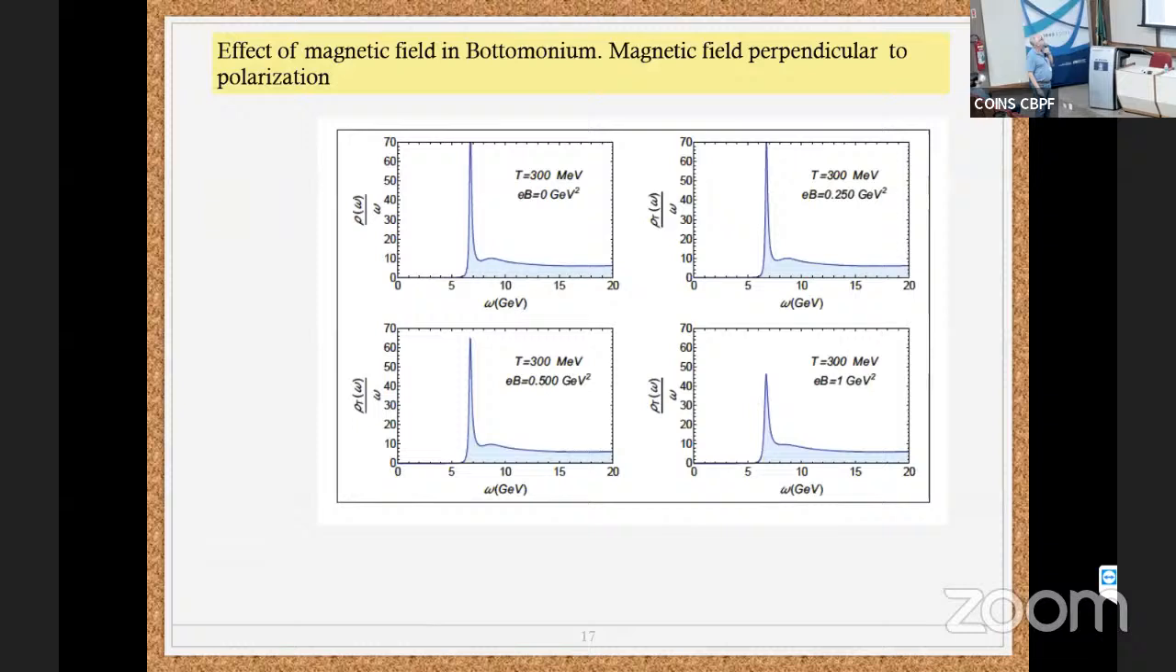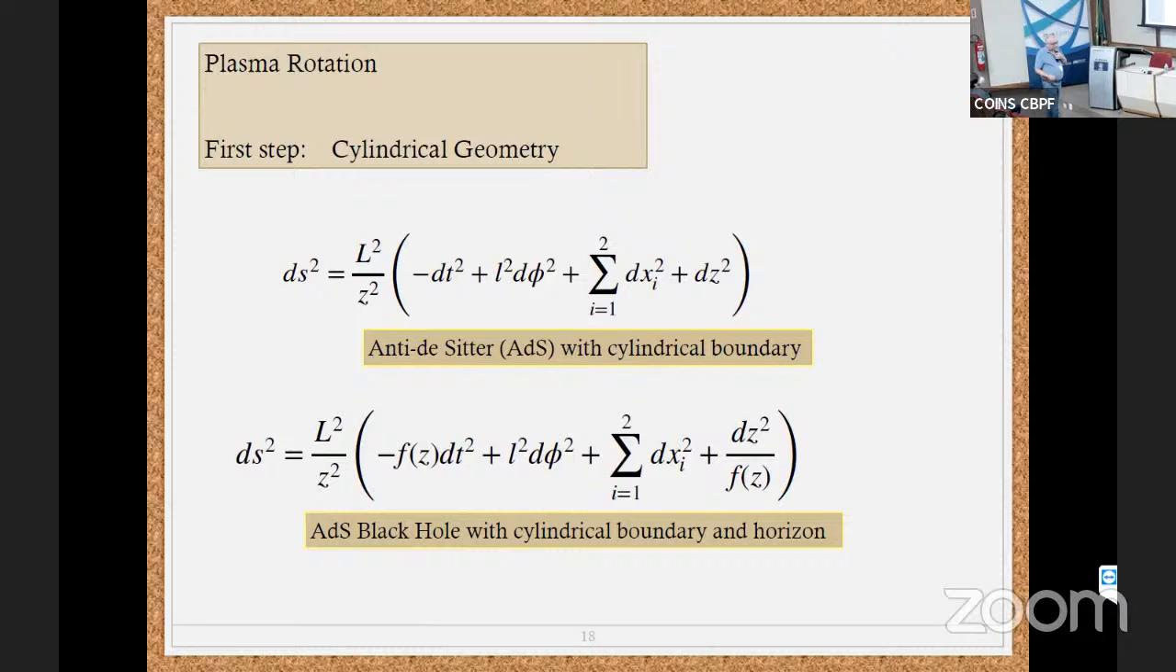Okay, some more results of magnetic field. And a recent study that was published this year, we look at the effect of plasma rotation. To look at plasma rotation, we had to make a simplification. That is a simplification very similar to one that is used when one studies magnetic fields in the plasma.